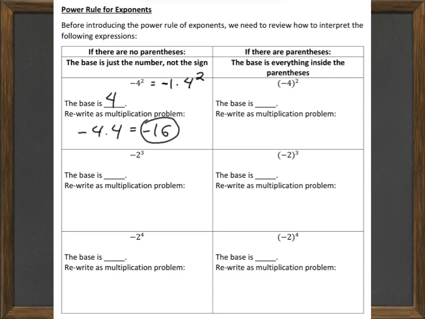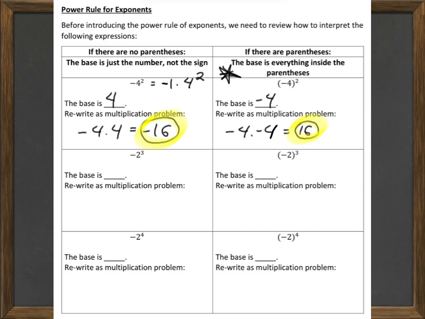So let's look at the other side of our page. We have negative 4 quantity squared, right? So what is the base here? In other words, what is getting squared? Well, the parentheses are an invitation, meaning everything inside of the parentheses is getting squared. So our base is no longer positive 4, our base is negative 4. If I rewrite this as a multiplication problem, it's going to be negative 4 times negative 4, which is going to give us positive 16. Notice that we have the same number but opposite signs, so different answers based on whether there are or are not parentheses. So as we do these problems and apply these exponent rules, we are always going to need parentheses. So just keep that in mind as you go through this.